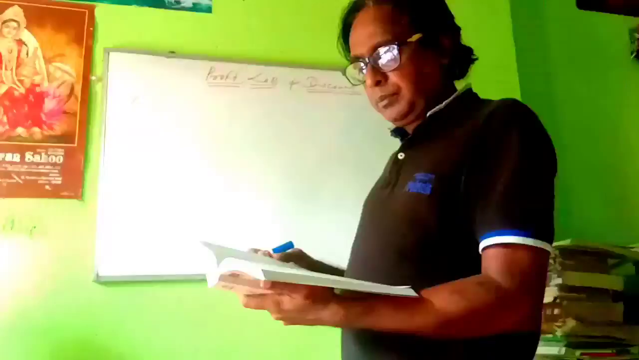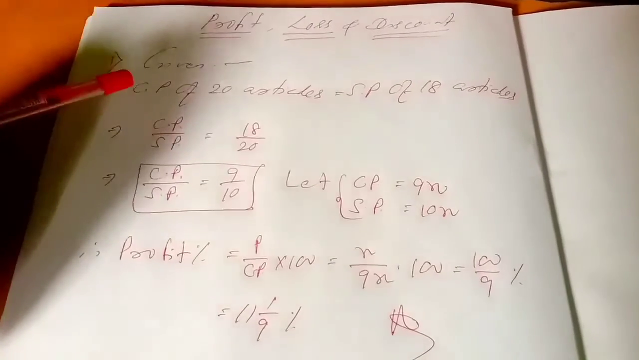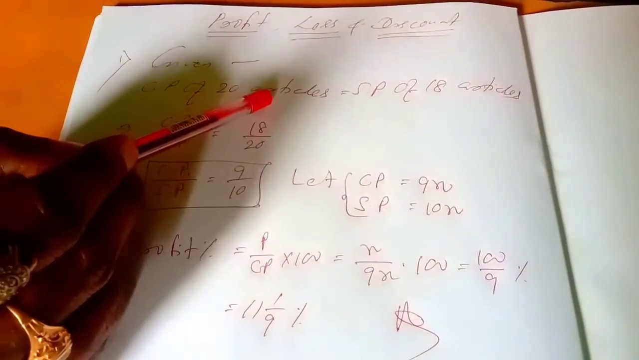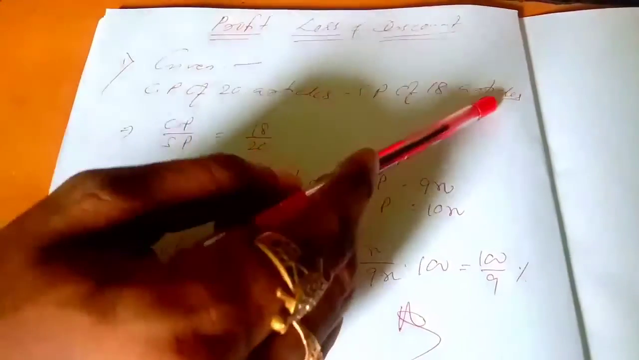Let us see the first question. If the cost price of 20 articles is equal to the selling price of 18 articles, find out the profit percent. You have to note the question given here: cost price of 20 articles is equal to selling price of 18 articles.